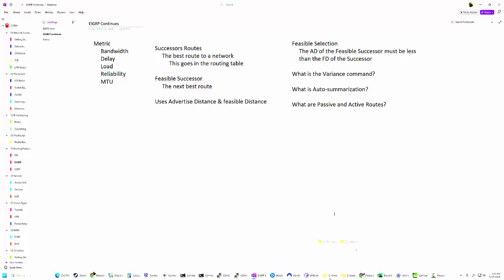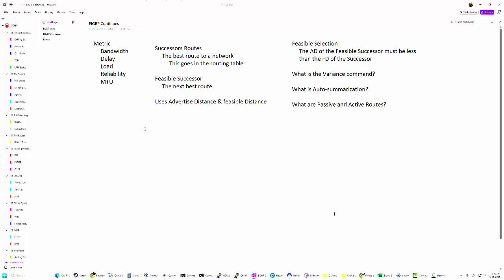And I'm going to say it, and I'm going to leave it alone, okay? It does take your own research to possibly get this stuck in your head. So do more reading on the feasible successor with EIGRP, all right? Remember, this is your journey, not mine. I'm just helping you out. Now, the administrative distance of the feasible successor must be less than the feasible distance of the successor.